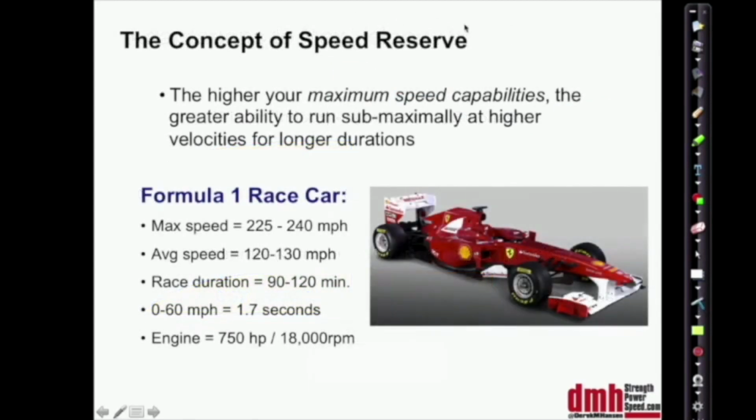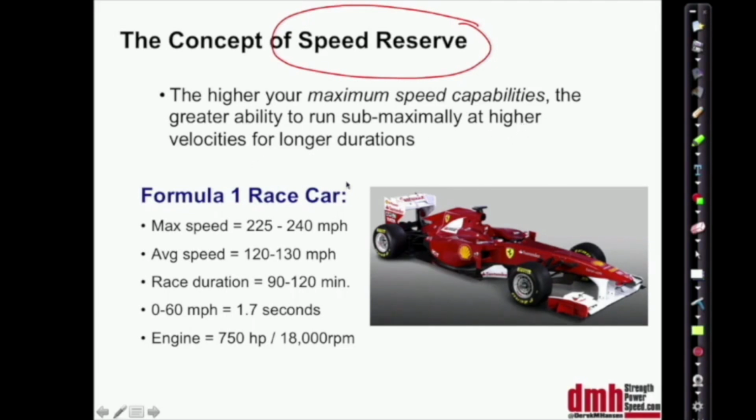So this gets us into this concept of speed reserve, which I use in team sports a lot. And the whole idea is that the higher your maximum speed capabilities, the greater ability to run sub-maximally at higher velocities for longer durations. So you have to be able to run fast, even to run slow for longer durations, or run at a higher speed at sub-maximal velocities for the duration of a game.